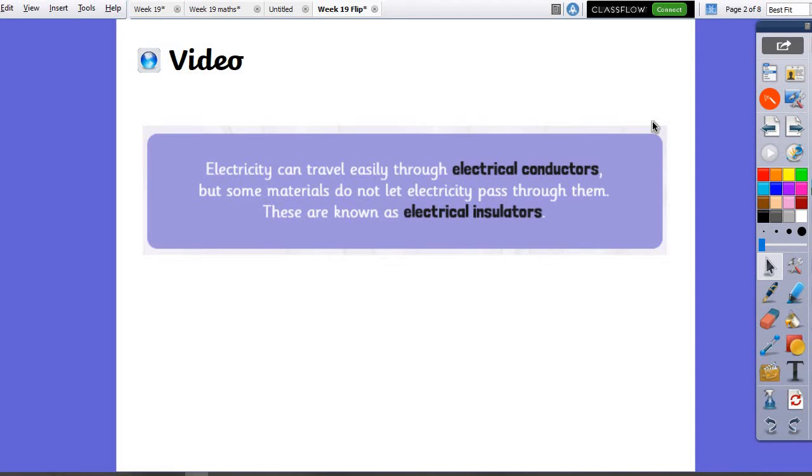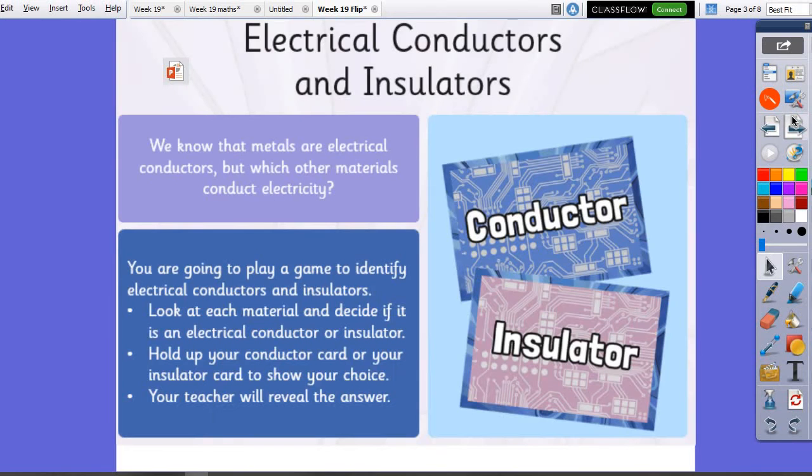Electricity can travel easily through electrical conductors, but some materials do not let electricity pass through them. These are known as electrical insulators. Some of you will be making that link back to the lesson last week where we were looking at conductors and insulators that were thermal. This time it's electrical. That's the difference this week.